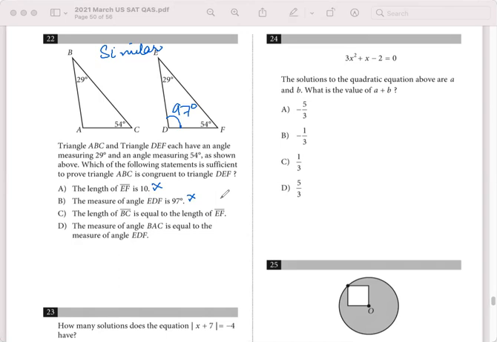Yes, that is important because we have the ASA property of congruency, which says that if there are two angles which are correspondingly equal in two triangles, and the included side is also equal, then they are congruent. So option C definitely proves that the two triangles are congruent. And the measure of angle BAC is equal to the measure of angle EDF. As we already saw, that doesn't matter because we already knew these were equal when we said that they were similar. So the answer is C.